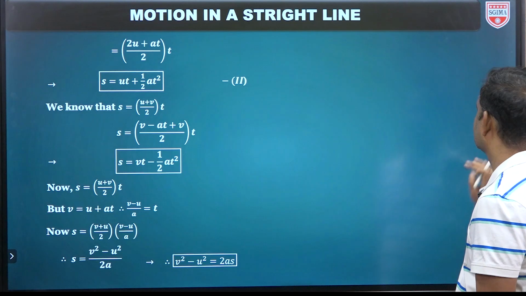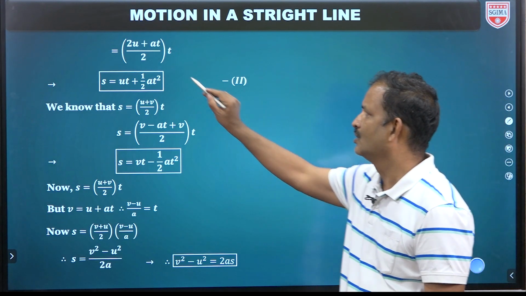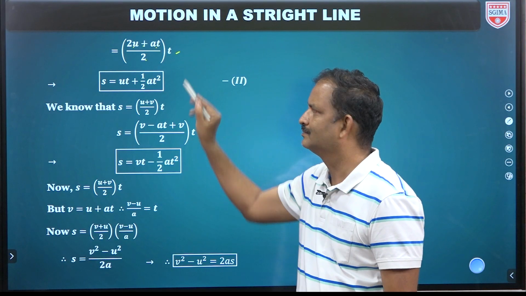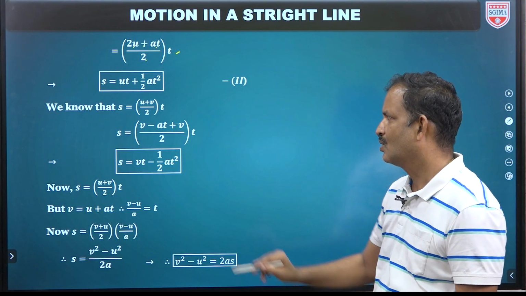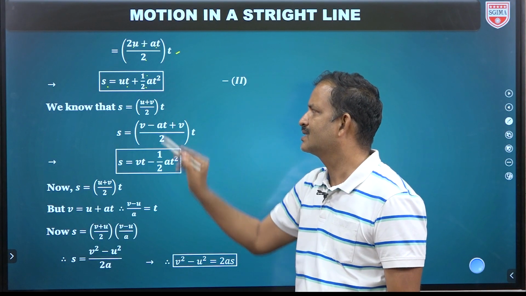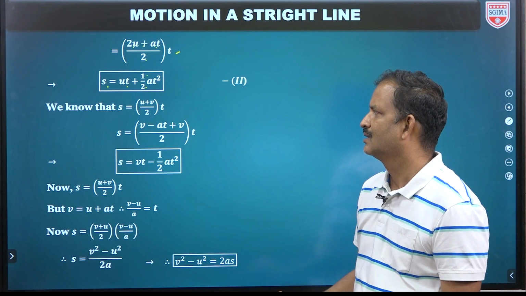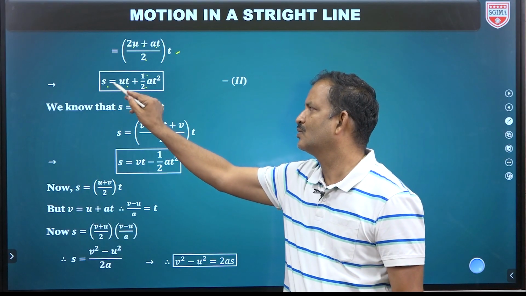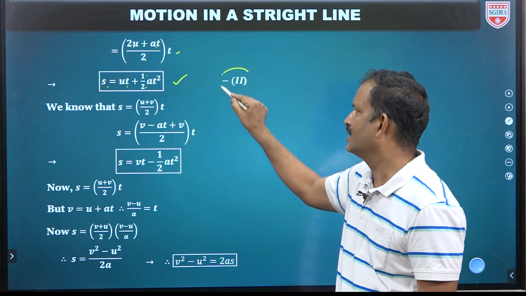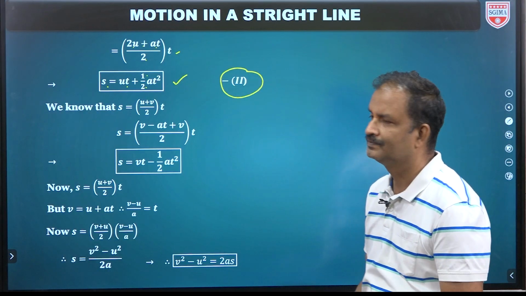Then I got 2u plus at by 2, into t. So s is equal to ut plus half at square. S is equal to ut plus half at square. You know this one from your lower classes.